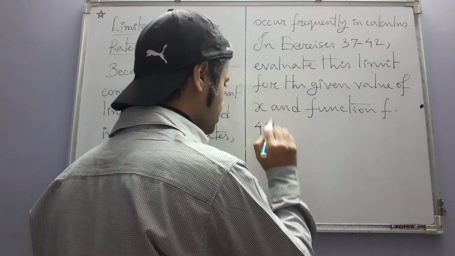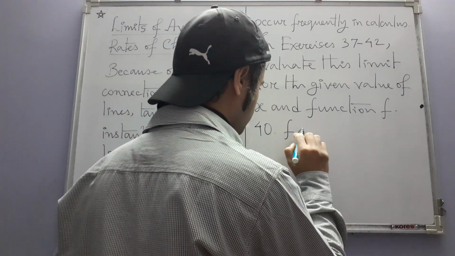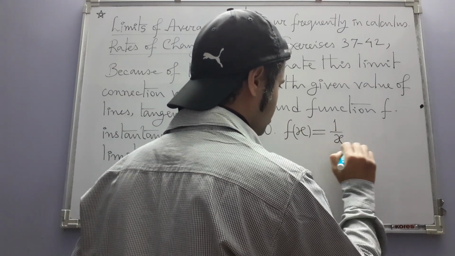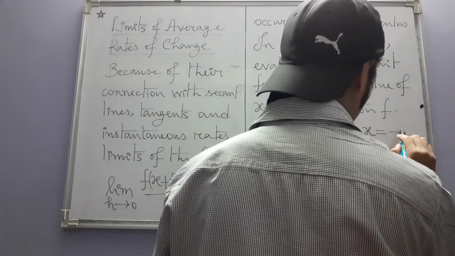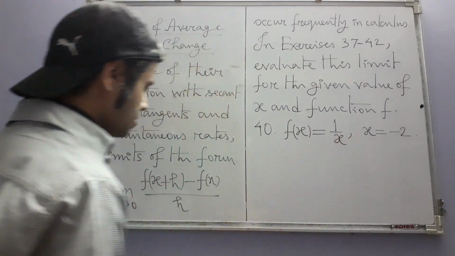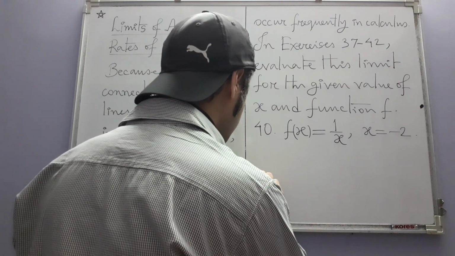So let me just pick the 40th one. Here the function is the reciprocal function and the point is -2. Okay, so for these things we have to calculate this limit. So let's do it.